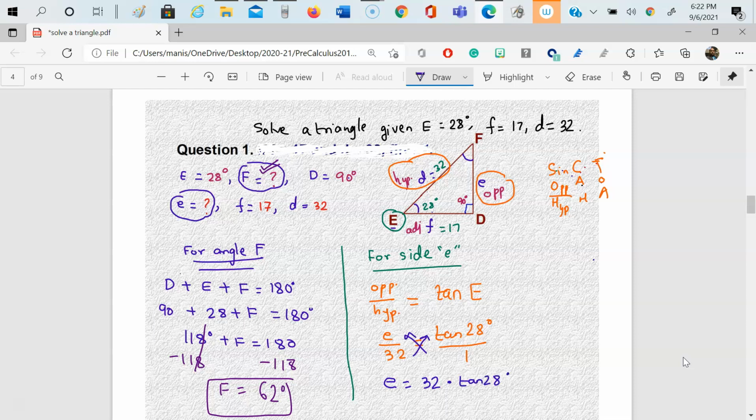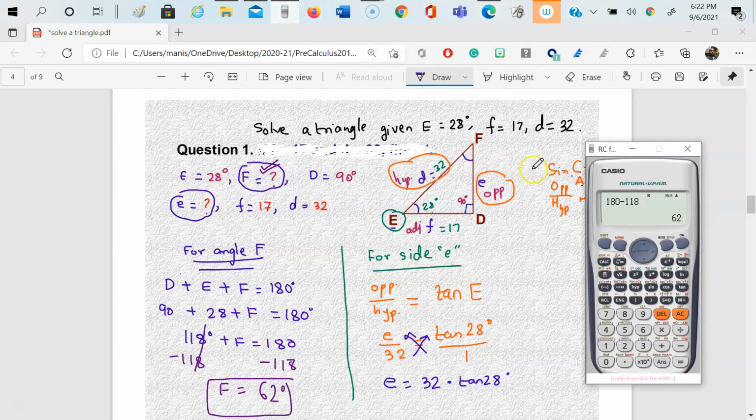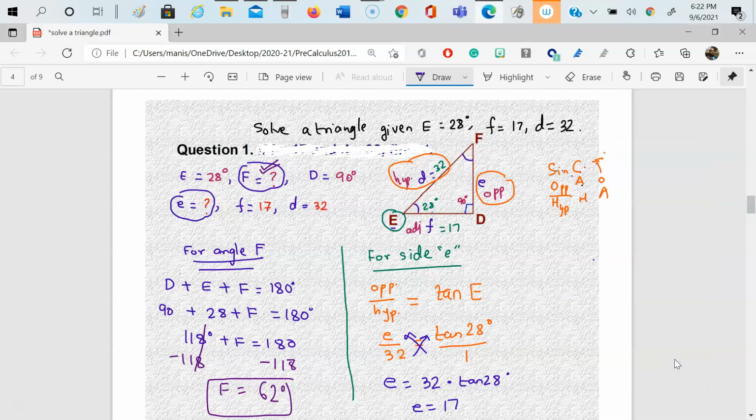28 degrees. So let's type this in the calculator to find our answer. So this will be my 32 times tangent 28, and I will close my parentheses over here. My answer is 17.01 degrees. I will just take 17 degrees. So E is what? E is my 17 degrees.